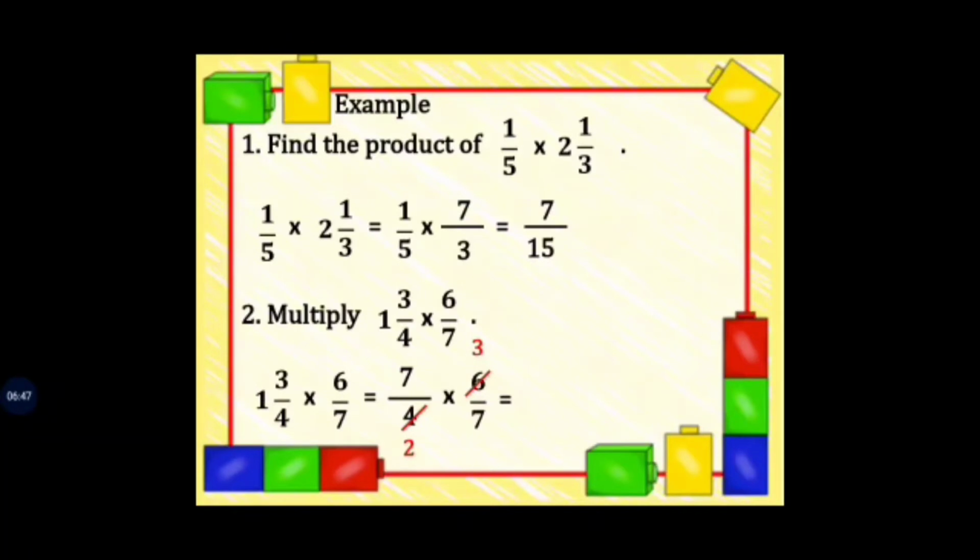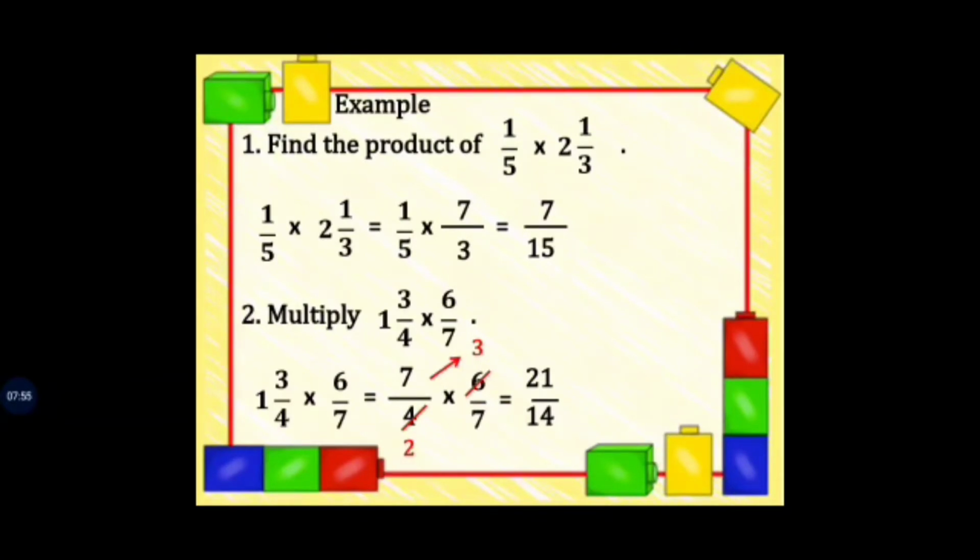So, let us have an equal sign. Then, a fraction sign. Then, we are going to multiply now 7 times 3. And it gives the product of 21. Then, multiply also 2 times 7. And it gives the product of 14. Now, the answer is 21 over 14. Is 21 over 14 in the lowest term? Hindi pa po, di ba?